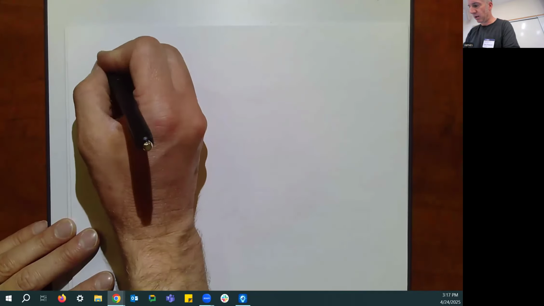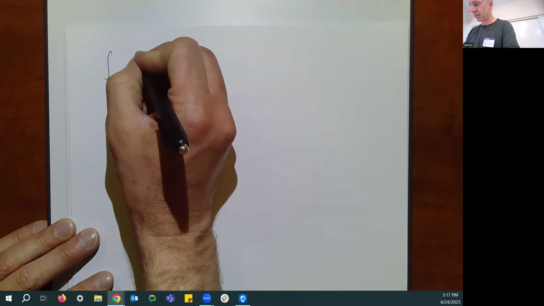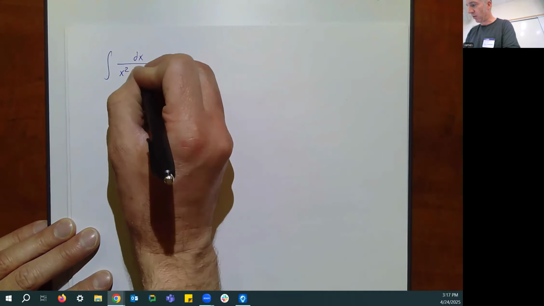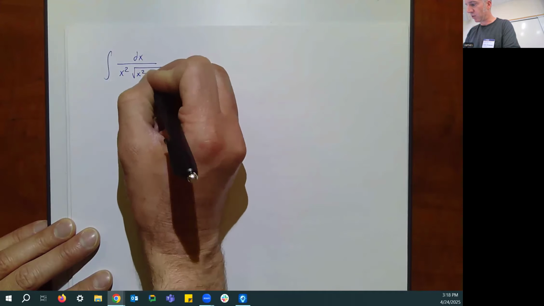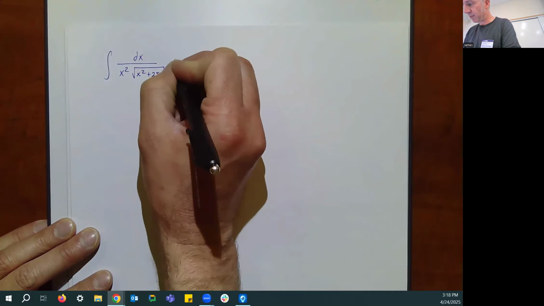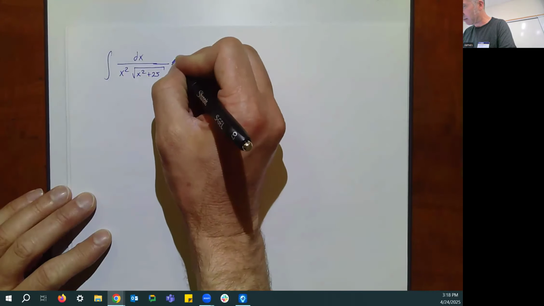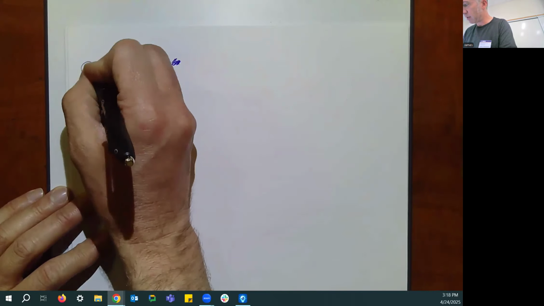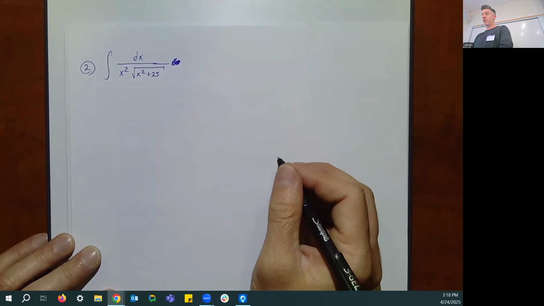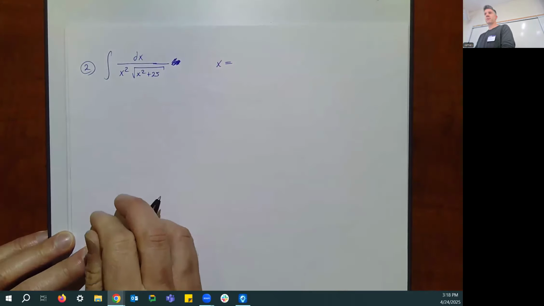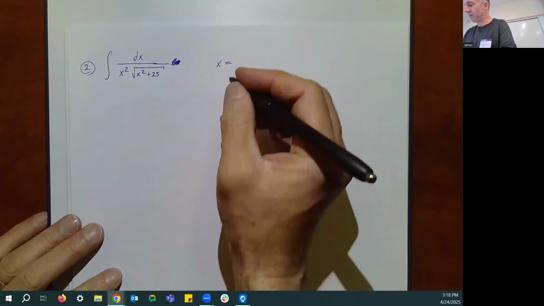So let's look at another example. Let's say we want to find the integral of dx divided by x squared times the square root of x squared plus 25. So I want everyone to write down what they think x is supposed to equal. I'll give you a hint: it's 5 times something.